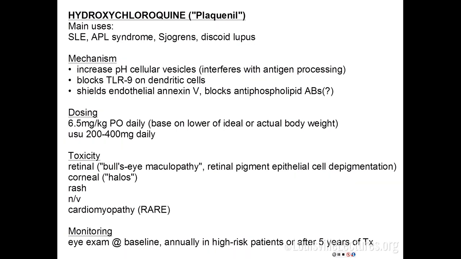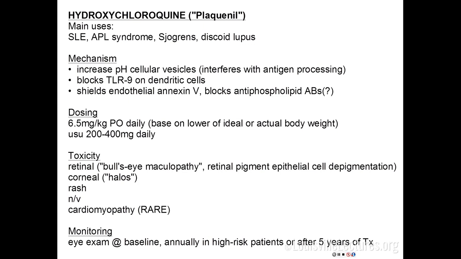It's once a day, 6.5 milligrams per kilogram daily. The usual dose is going to be 200 to 400 milligrams. You want to dose it on ideal body weight, not their actual body weight. If you look at the literature on patients who have gotten the retinal toxicity from Plaquenil, most of them are overweight and were dosed on actual body weight. So they were overdosed by quite a bit for years and years. If you don't want to do it by weight, you could just say if they're taller than 5 feet, give them 400 milligrams, and if they're less than 5 feet, give them 200 or 300 milligrams.